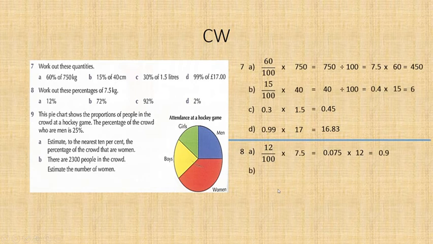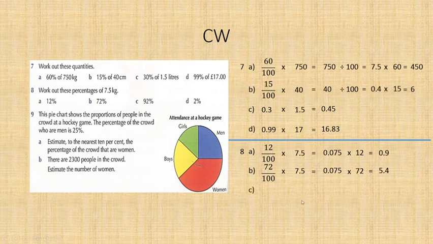Okay, question number B, 72% of 7.5 kilograms. So 72%, it means 72 over 100. I change it into fraction form and multiply that by 7.5 kilograms. I will just divide that here as I did in the previous question. I will divide it by 100. It's going to be 0.075 and then multiply it by 72. And the answer is going to be equal to 5.4 kilograms. And you can calculate that by ignoring the decimal point and multiplying normally, and after that get back the decimal point here in the answer again.